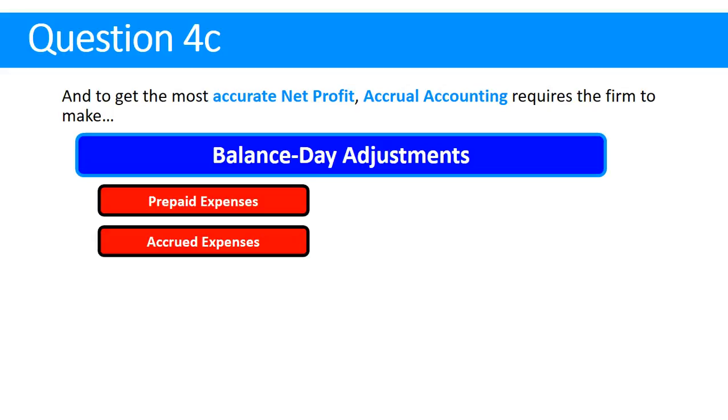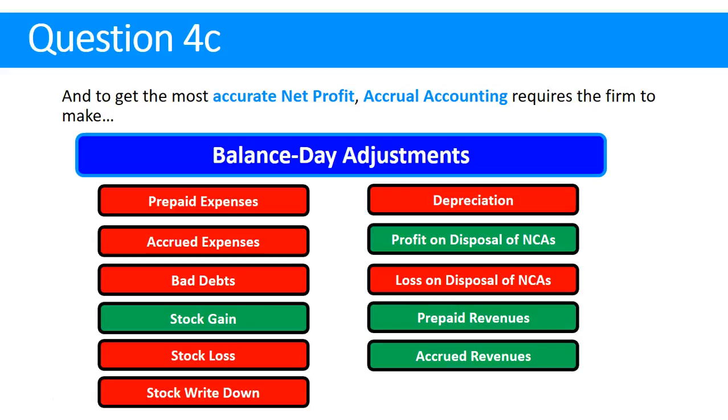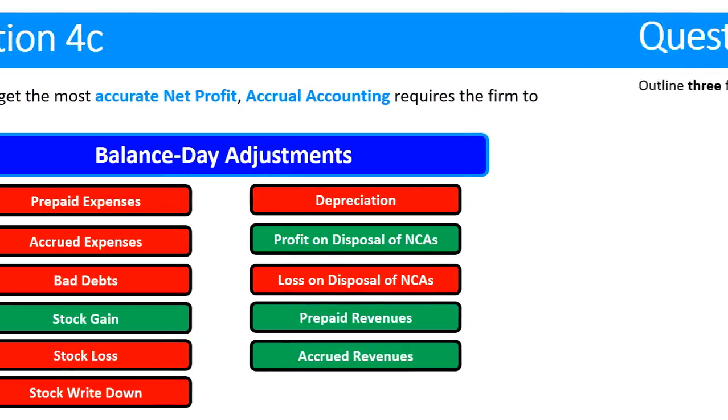So these are topics we've done throughout the year. Lots of adjustments that we do on balance days. Some are revenues, some are expenses, but that's fundamentally what accrual accounting is. It's doing adjustments where there's a discrepancy between your cash and your net profit.